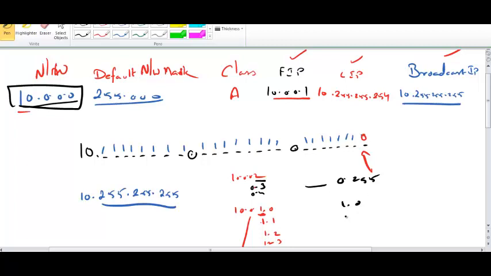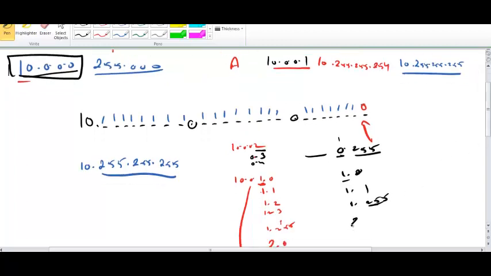This was 0 earlier. Now, after 255, you don't have any number. So it will go to this octet, increase by 1, and this is 1.0. Then it will become 1.1. And it will go up to a maximum of 255. Do you have any number after 255? So this will become 2 here, 2.0.